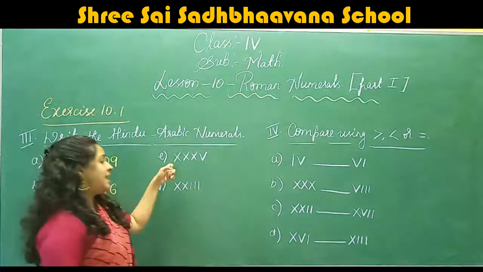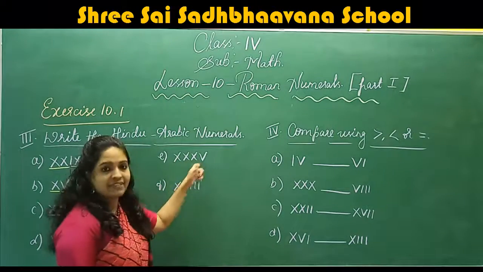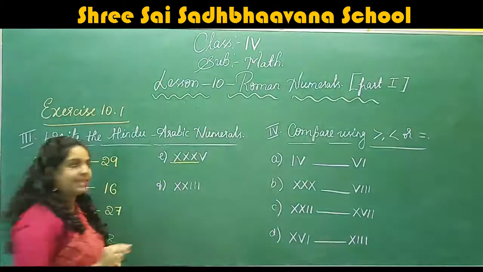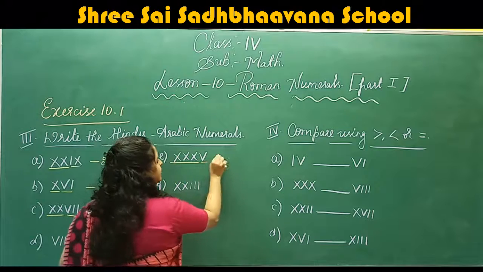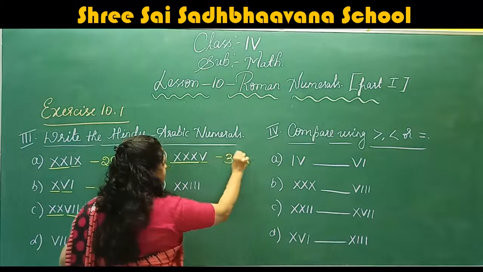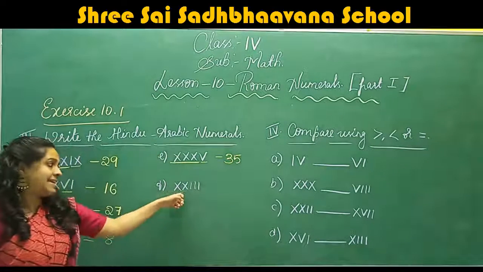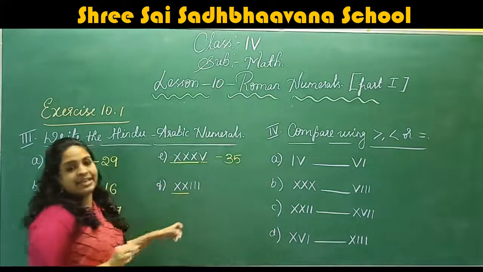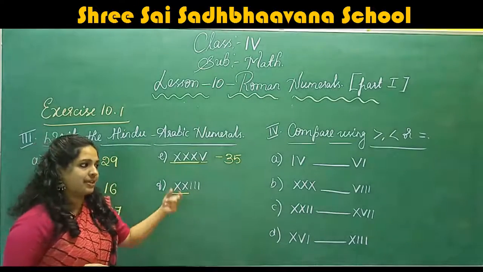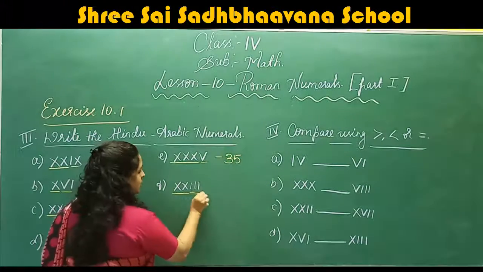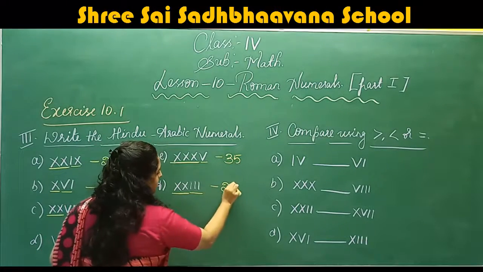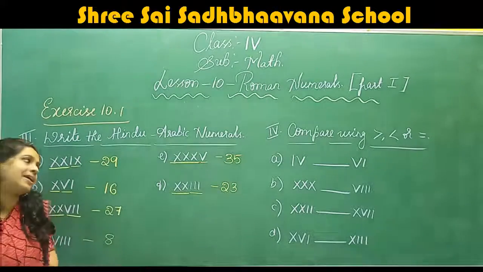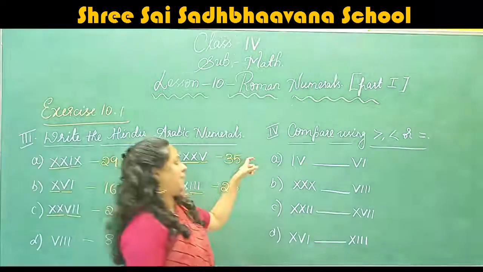Okay. Next. XXX and V. So what does this triple X mean? Nothing but 30. 30 plus 5, 35. Okay. Next. XXIII. XX is nothing but 20. 20 plus 3, 23. Okay. Yes.